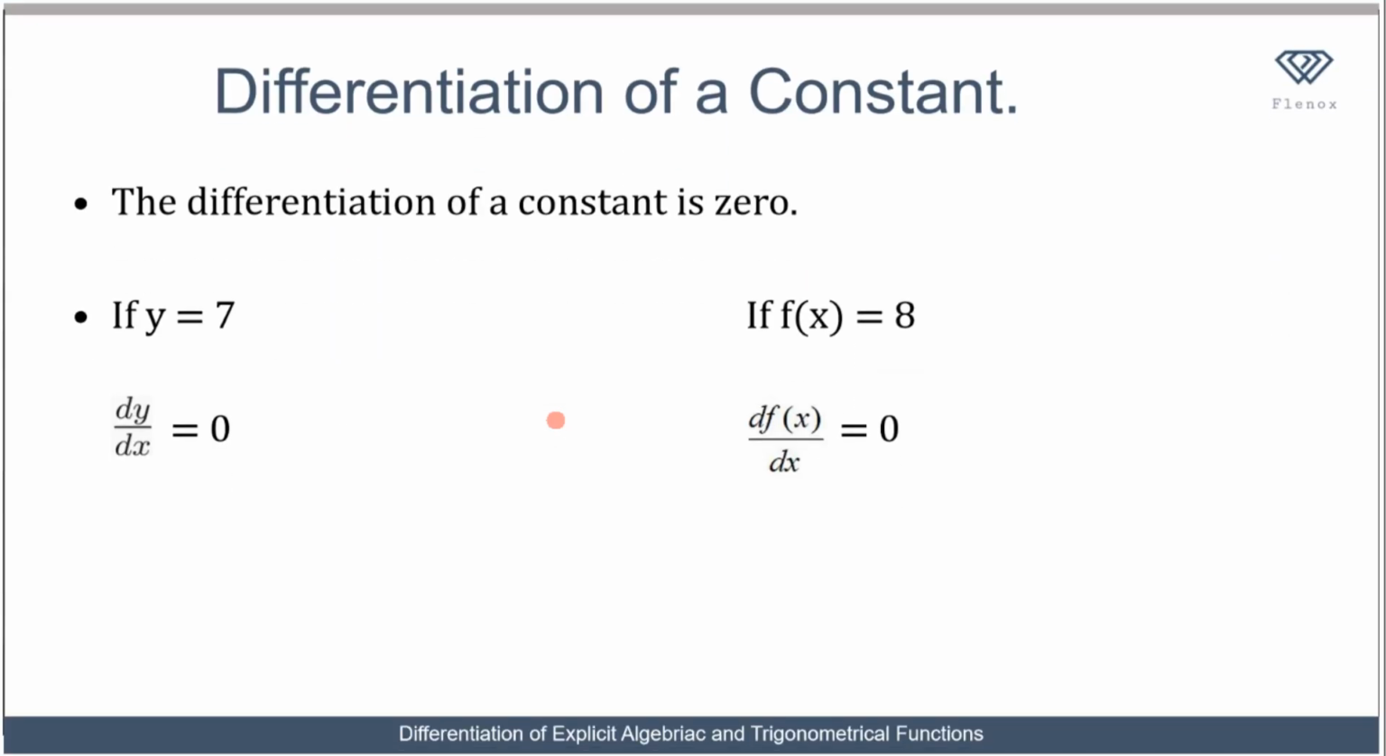So first, let's look at the differentiation of a constant. So the differentiation of a constant is 0. So for example, if y is equal to 7, then dy over dx will be equal to 0. Similarly, if f of x is equal to 8, then df of x over dx is equal to 0. So when you differentiate a number, any number, positive or negative, fraction or integer, it always turns out to be what? 0. So the differentiation of a constant is 0.